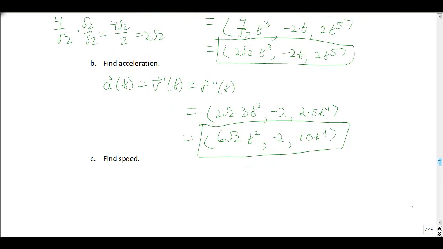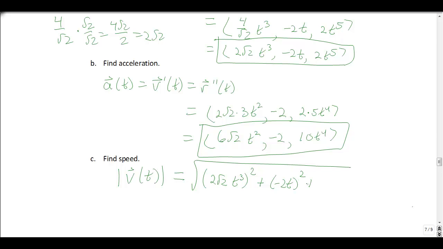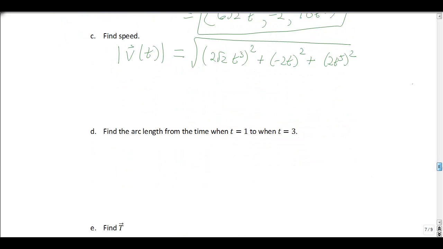Next one, speed. Speed is going to be the magnitude of the velocity. So we have a velocity vector up here. What we get is the square root of 2 square root of 2 t cubed squared plus negative 2t squared plus 2t to the 5th squared. When you calculate that, 2 square root of 2 is going to square to 8 here. So we'll get 8t to the 6th plus 4t to the 4th.